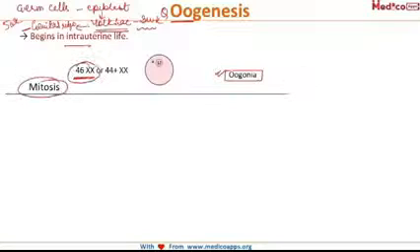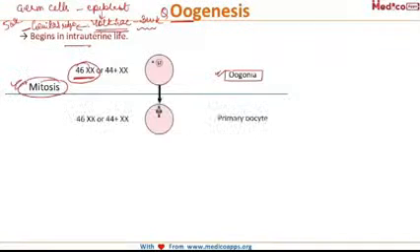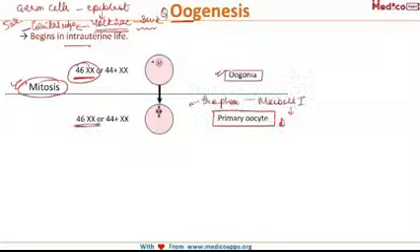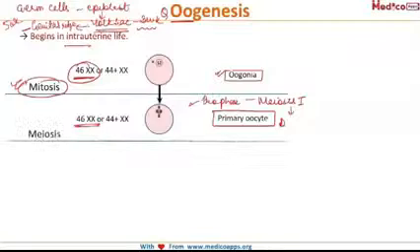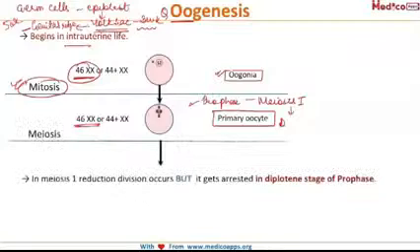Now most of the germ cells continue the rapid mitotic division, but few of them enter the prophase of the first meiotic division, and now they are called primary oocytes. Even these are diploid cells, and they are 46XX. Now here in the prophase of the first meiotic division, they get arrested in the diplotene stage, and they remain in this stage till ovulation.